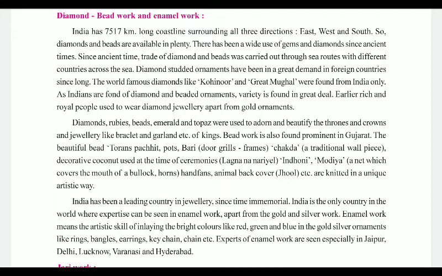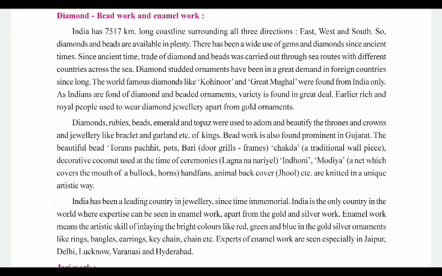Diamonds, rubies, beads, emeralds, and topaz were used to beautify the thrones, crowns, and jewelry like a bracelet and a garland, etc., of kings of kings. Beadwork is also found prominently in Gujarat.